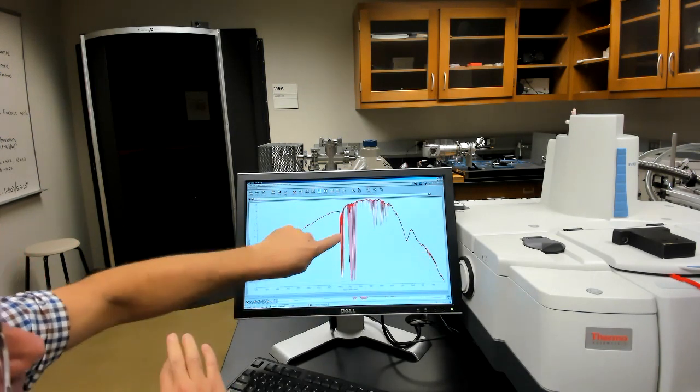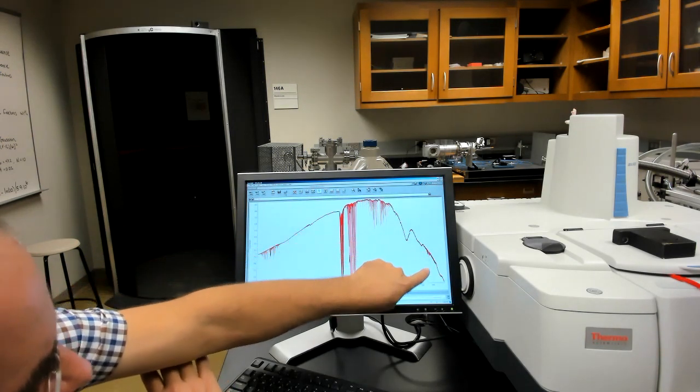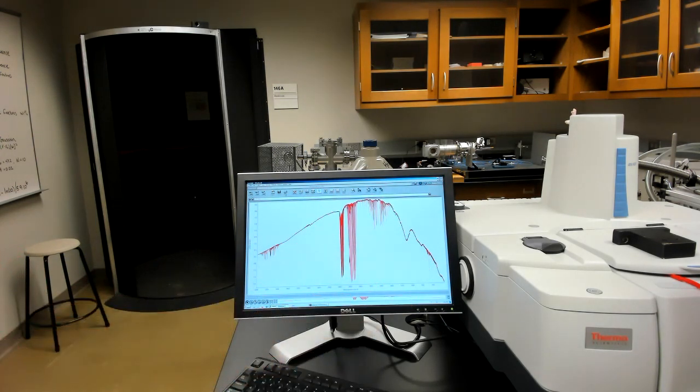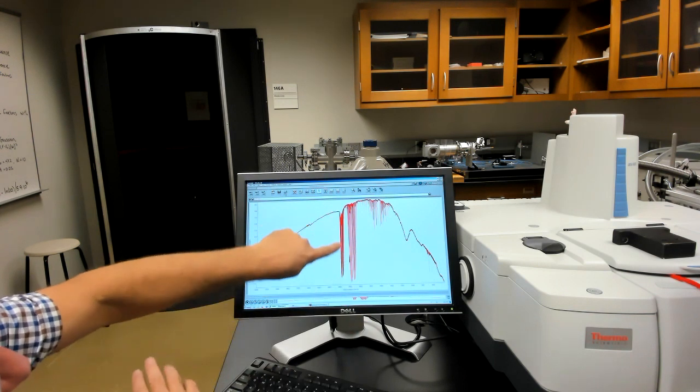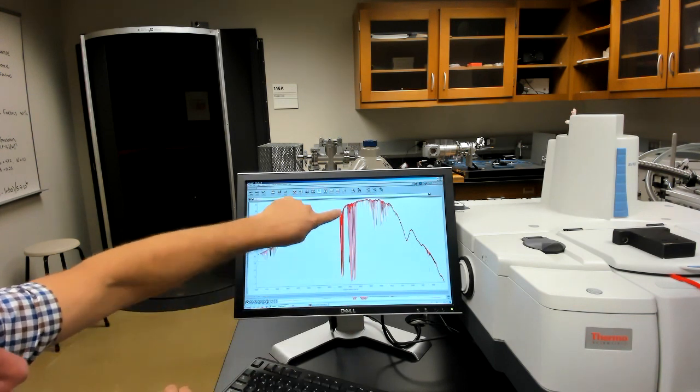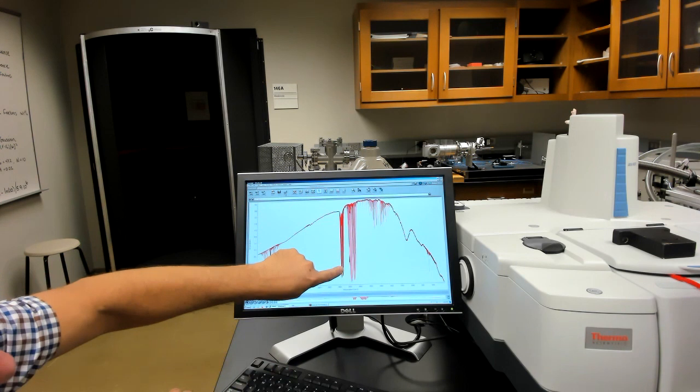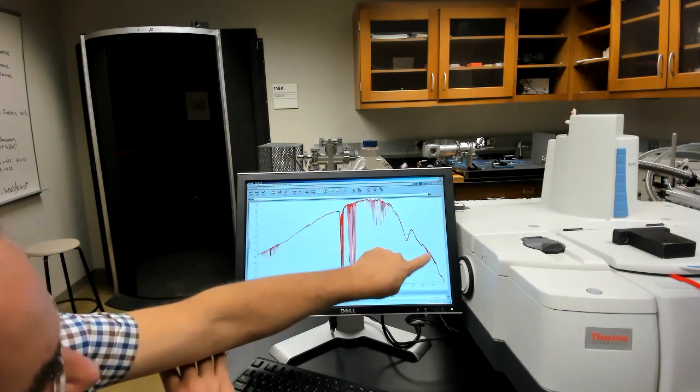These are all rovibrational lines. They're transitions in which both the rotational and vibrational quantum numbers change. In this case, the vibrational mode is the asymmetric stretching mode. In this case, it's a bending mode.